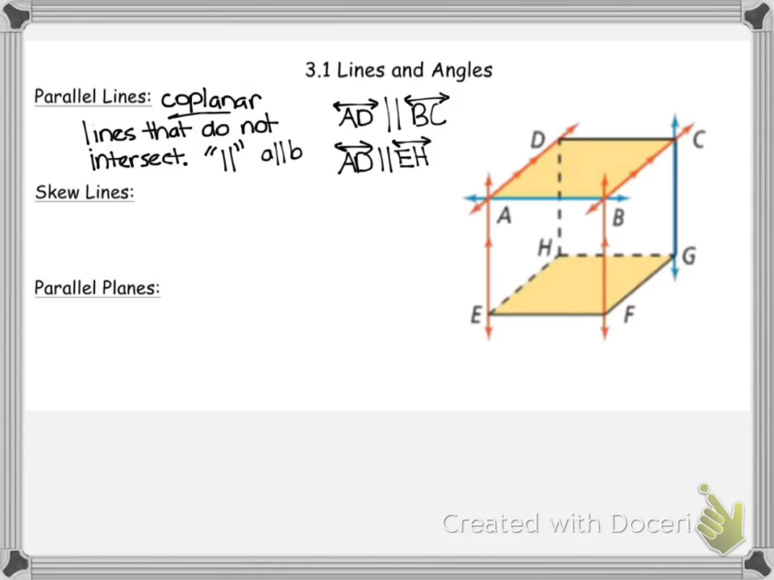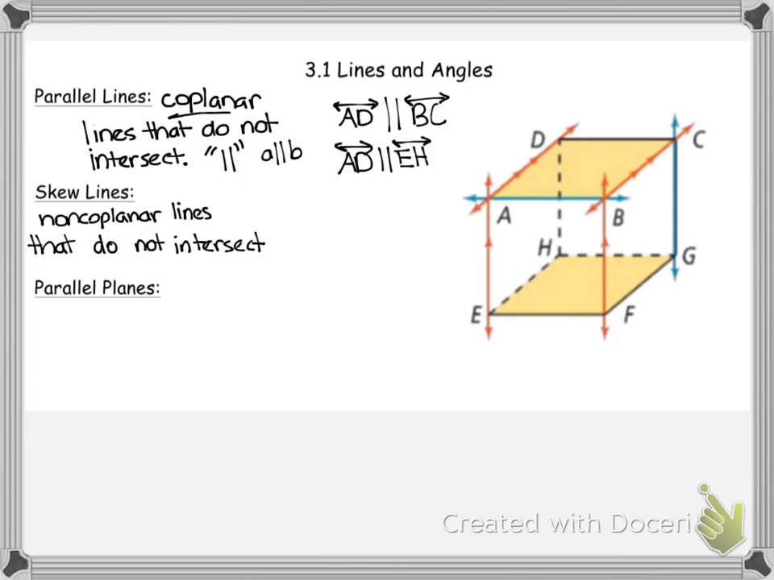Now we're going to look at skew lines. Skew lines work a little bit differently. Skew lines are non-coplanar lines that do not intersect. Non-coplanar lines that don't intersect. We have no symbolism for skew, you just have to write it out.